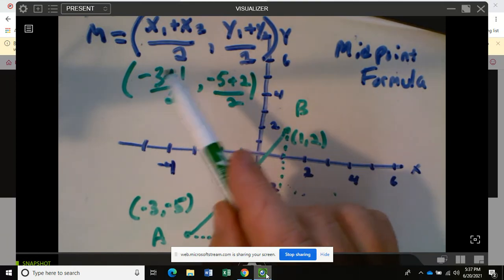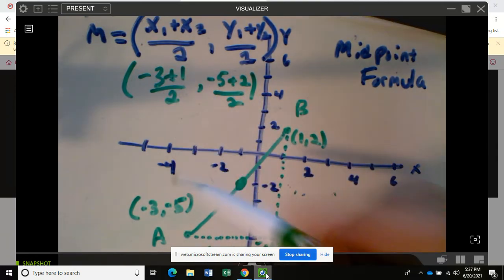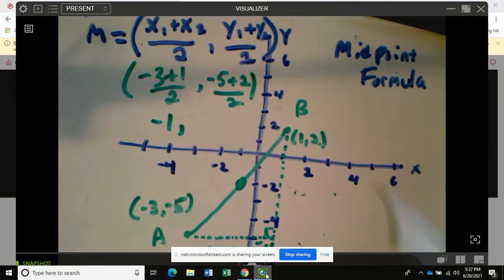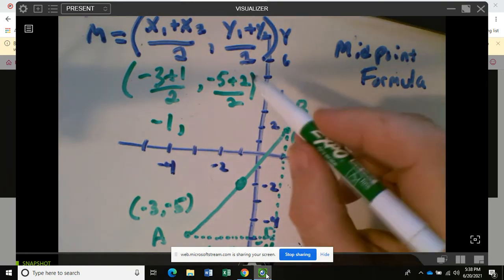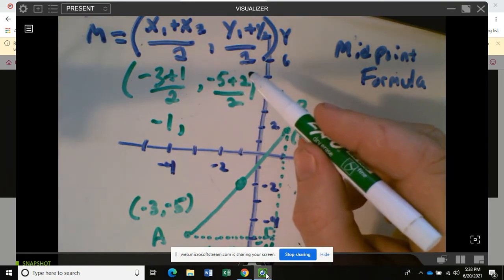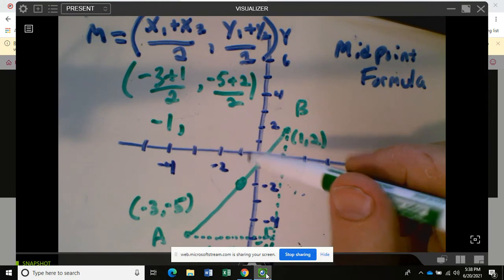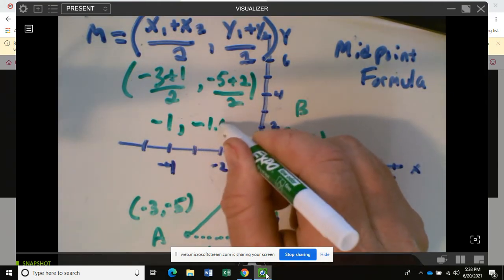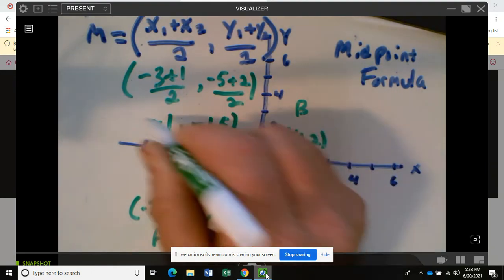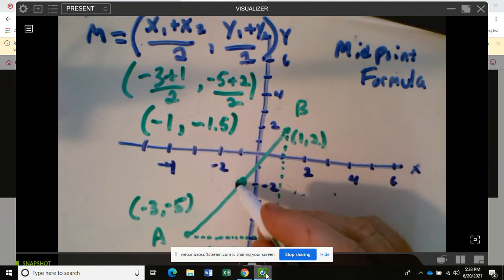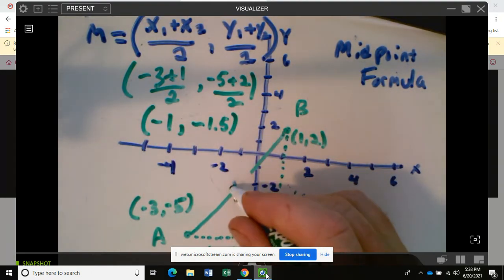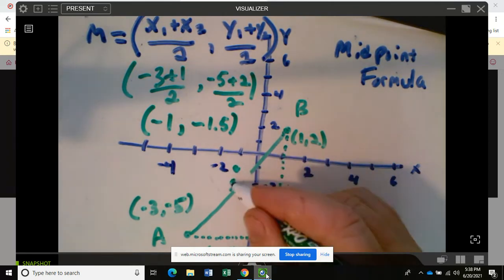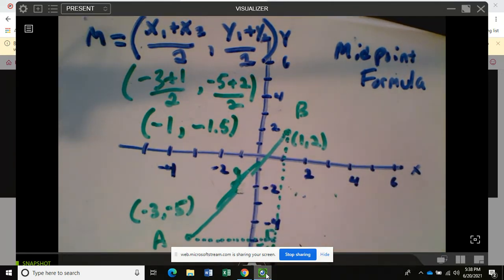-3 plus 1, well, that would be -2. -2 divided by 2 would be -1. So we know the x coordinate is -1. -5 plus 2 is -3. -3 divided by 2 is -1.5. So we now know the coordinates of our midpoint are -1, -1.5. So it'll be right about here, maybe. And again, I didn't draw this to scale. It's going to be right there in the middle.